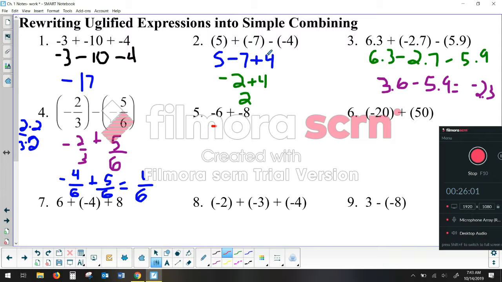Rewriting negative 6 and the opposite of 8. The opposite of addition, negative, same team, 6 plus 8 is 14. So we have negative 20 plus 50. Who's winning? The positive team. By how much? 30.